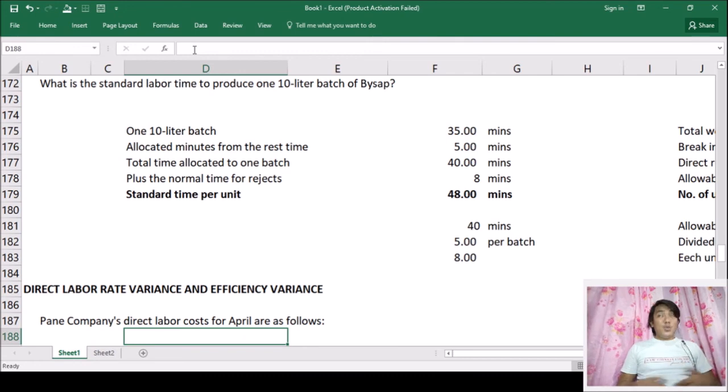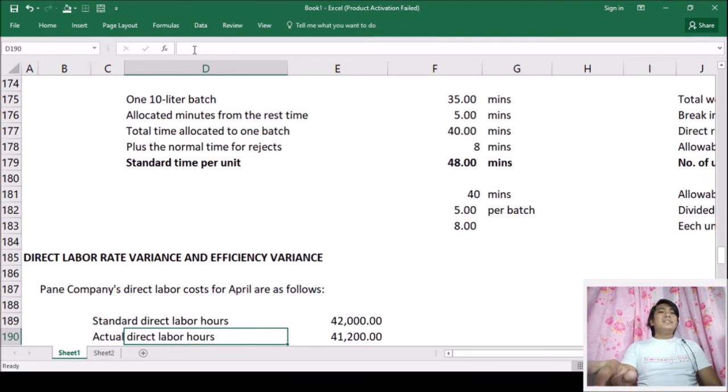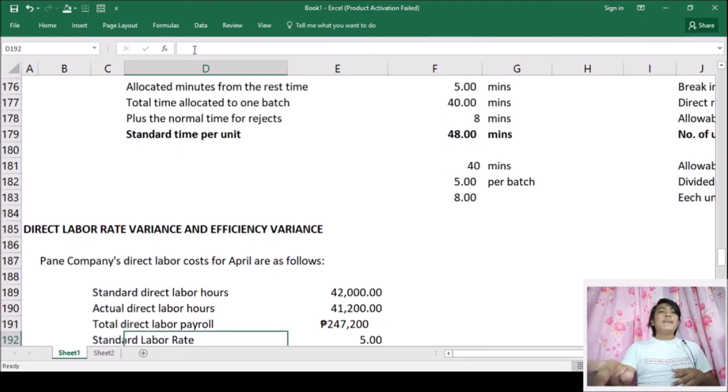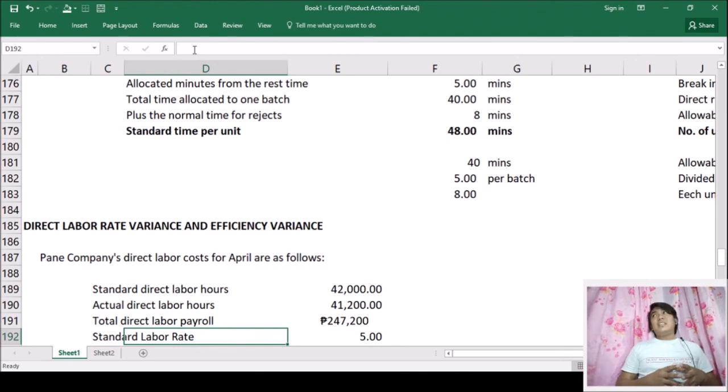Okay? Pink's direct labor costs for April are as follows. Standard direct labor hours, 42,000 hours. Actual direct labor hours, 41,200. Total direct labor payroll, 247,200. And the standard labor rate is 5. Let us compute the direct labor rate variance and the direct labor efficiency variance.